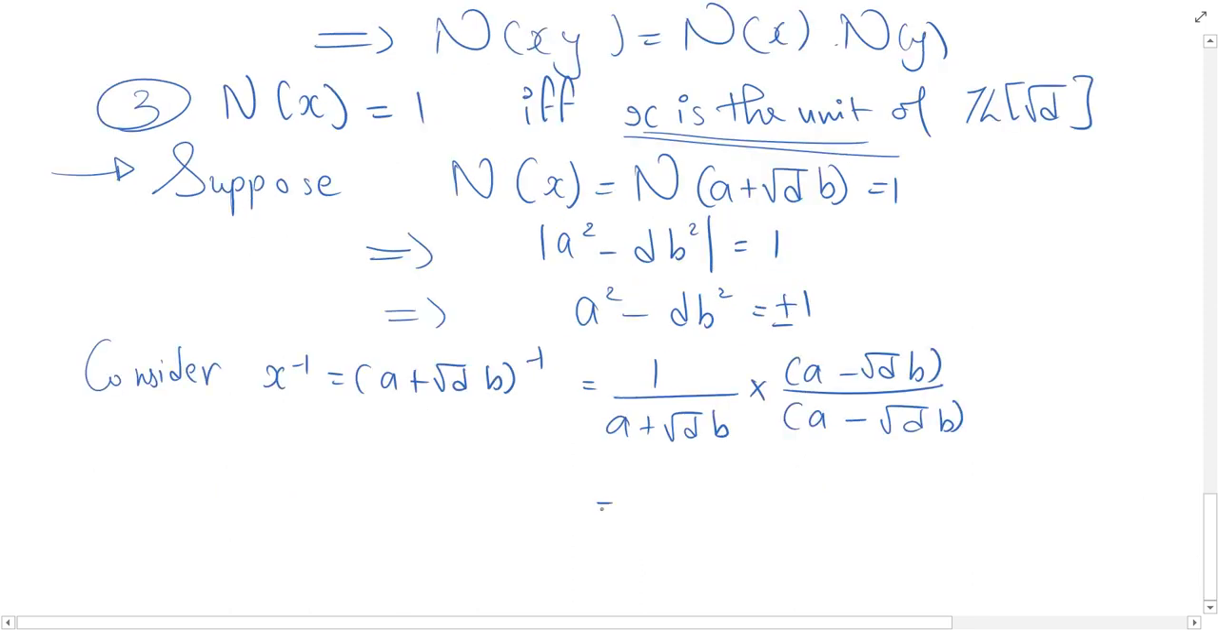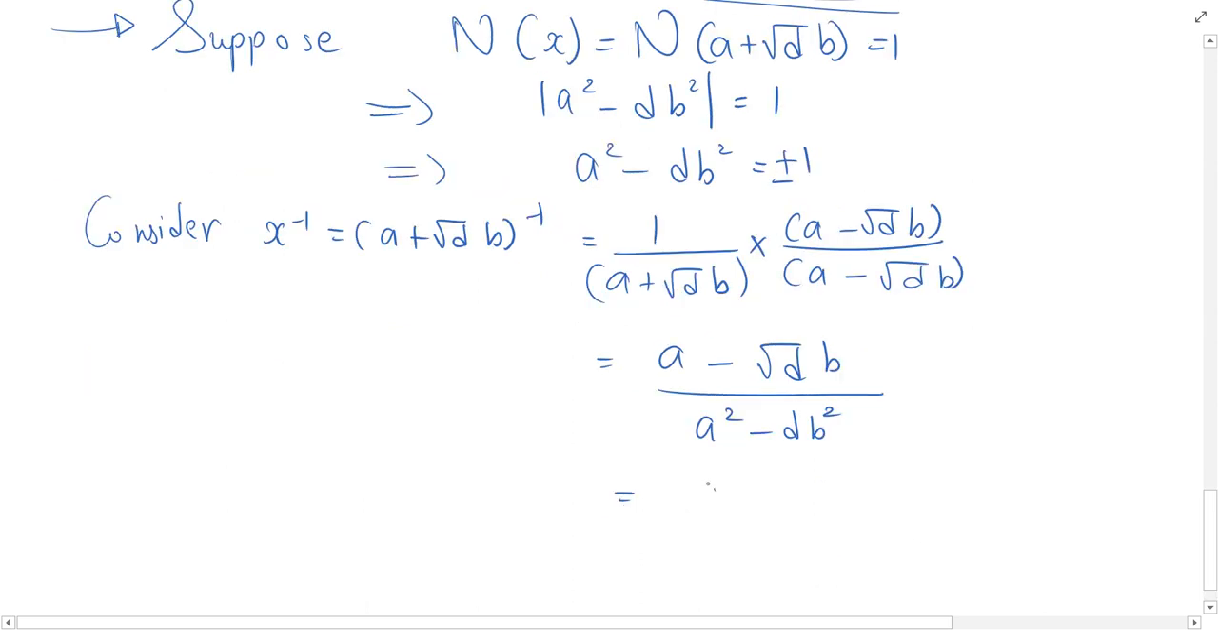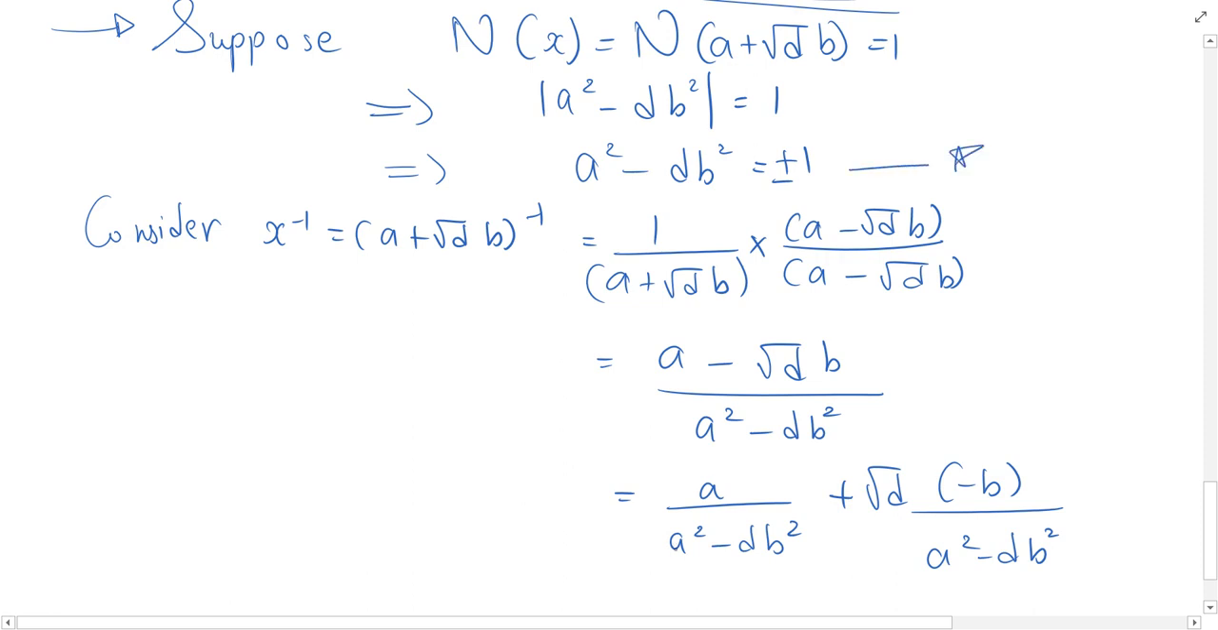So now what is this same as? This is same as a minus root d times b divided by, this is the a square minus b square formula, right? A minus b times a plus b, so it is same as a square minus d b square. I'll just split this into both the parts, that is a divided by a square minus d b square plus root d times minus b divided by a square minus d b square. Okay, so you will see now from this that my denominator is actually nothing but plus or minus 1, right?